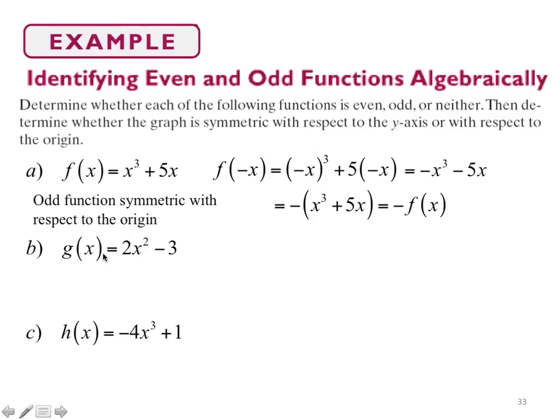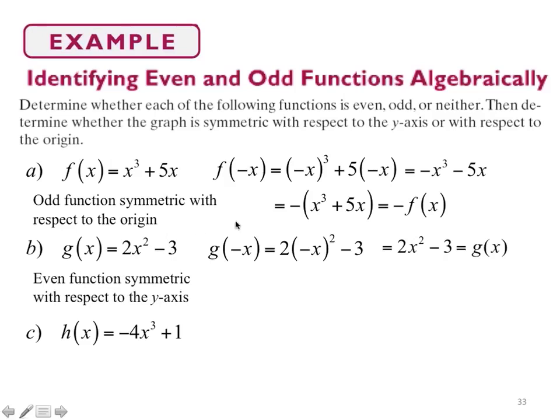Now this one here, g of x equals 2x squared minus 3. What we do first is find g of negative x. So I plug it in. I have 2 times negative x squared minus 3, and if you simplify this, you get 2x squared minus 3. This is the same as my original, so that means I have something that's even. So you plug negative x in. If it's the same as the original, then it's even. If it's the same as the opposite of the original, then it's odd.